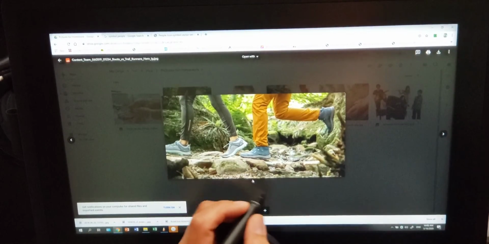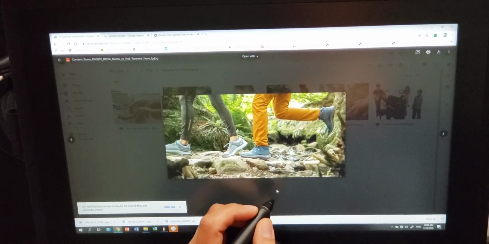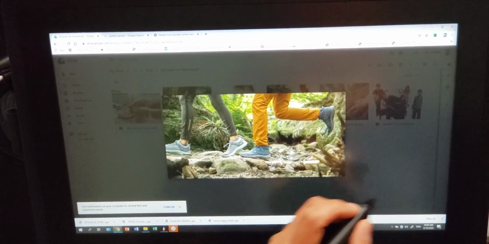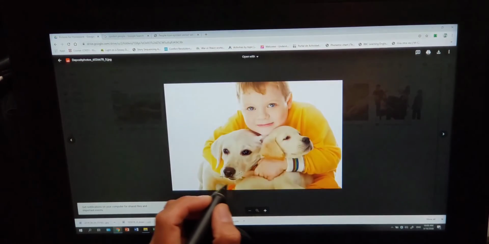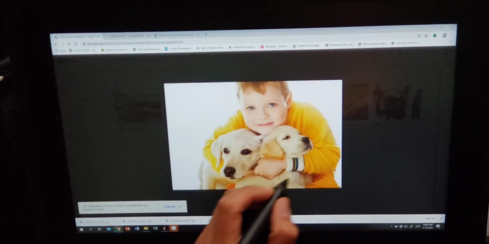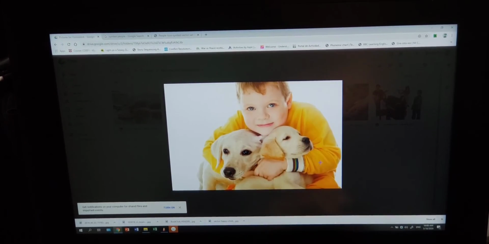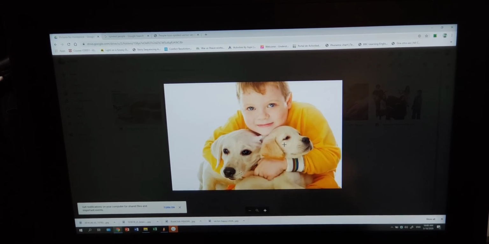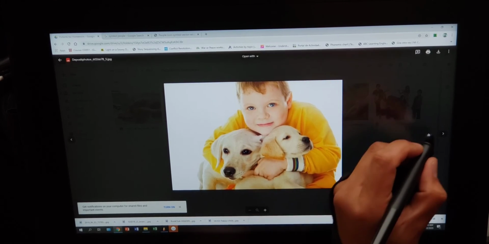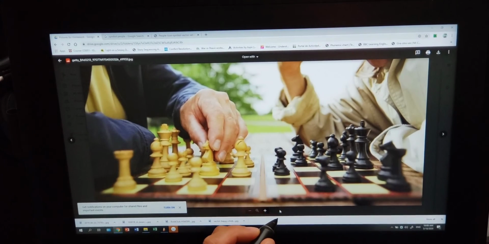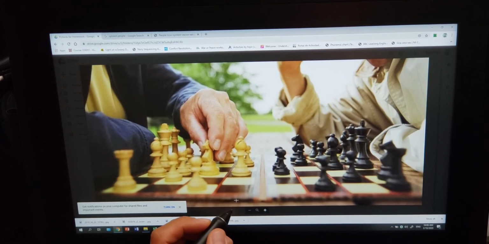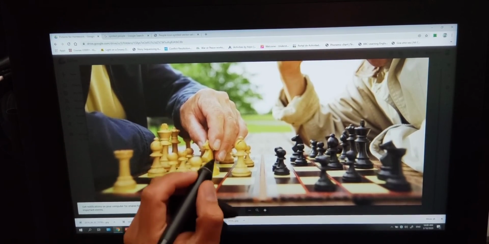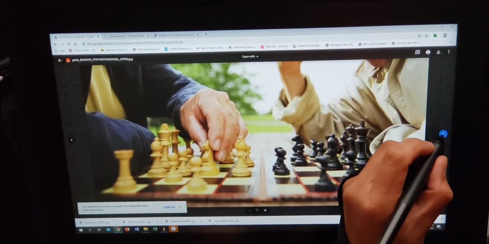The next one is hiking. Here you basically need to draw the legs and maybe rocks or just the floor. Here, take care of your pet. Possibly you're going to draw a person and a pet. Okay, remember, in a simple way. The next one, playing chess. You need to draw possibly one hand and a chess piece or different pieces.